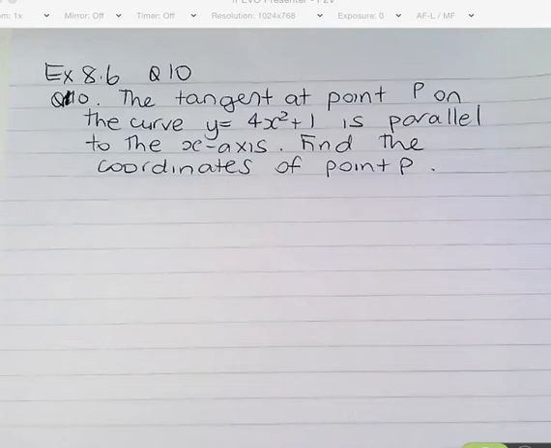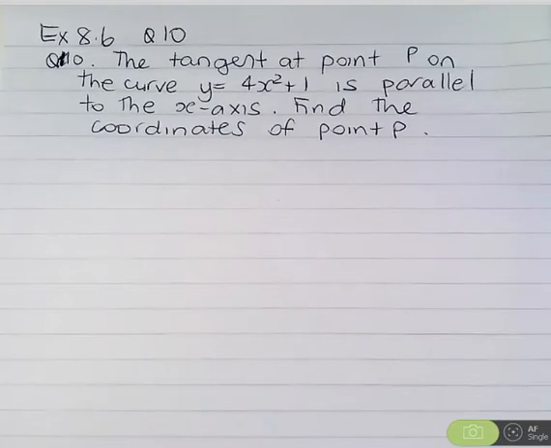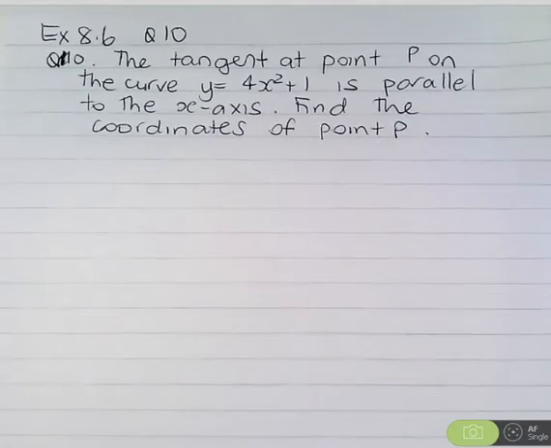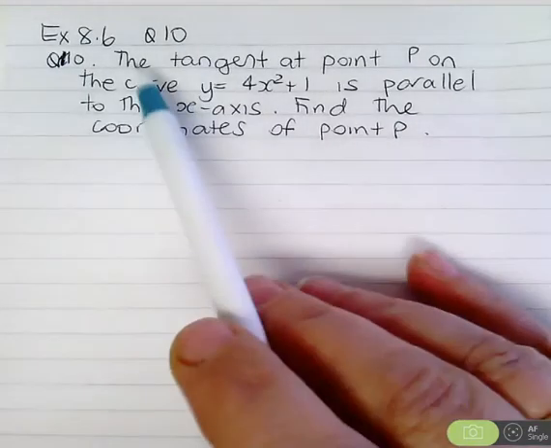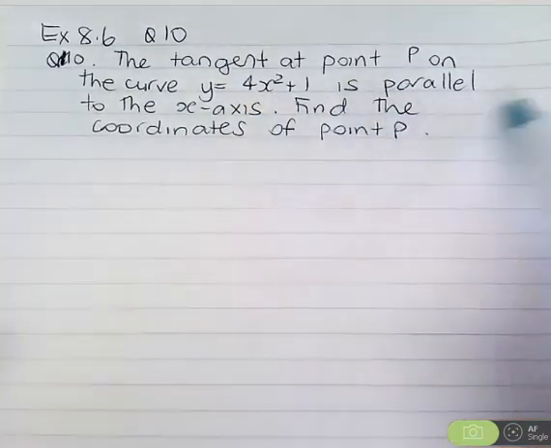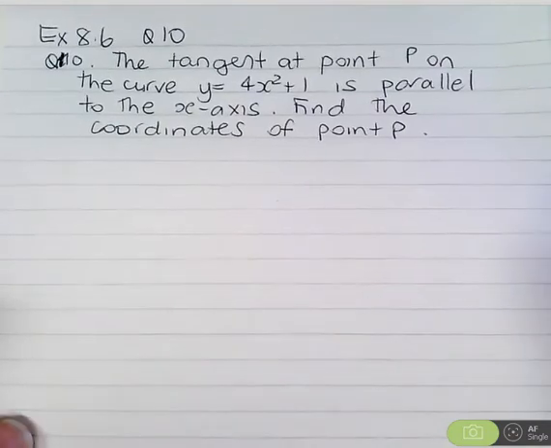Okay, this is the homework video for exercise 8.6 and some more examples for exercise 8.7. So just doing two more examples from exercise 8.6. The first one is question 10. The tangent at point P on the curve y equals 4x squared plus 1 is parallel to the x-axis. Find the coordinates of point P.